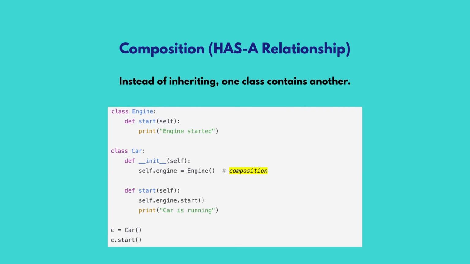Now we have the composition, which is the has-a relationship. So composition means one class can contain another class. Okay, when another class is contained by one class, it is called a has-a relationship. And what is the disadvantage of the has-a relationship?